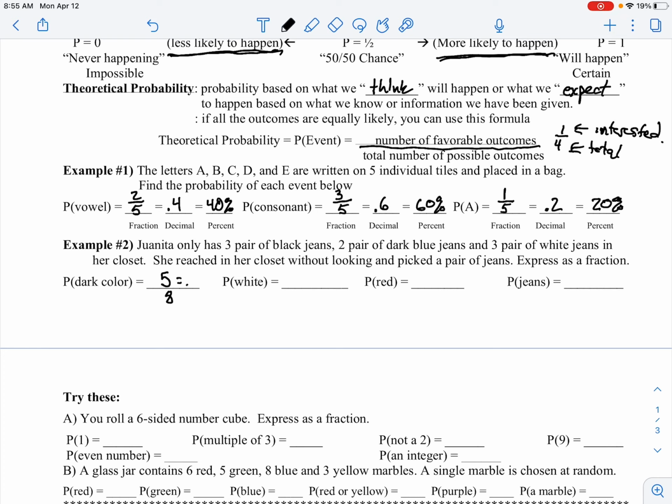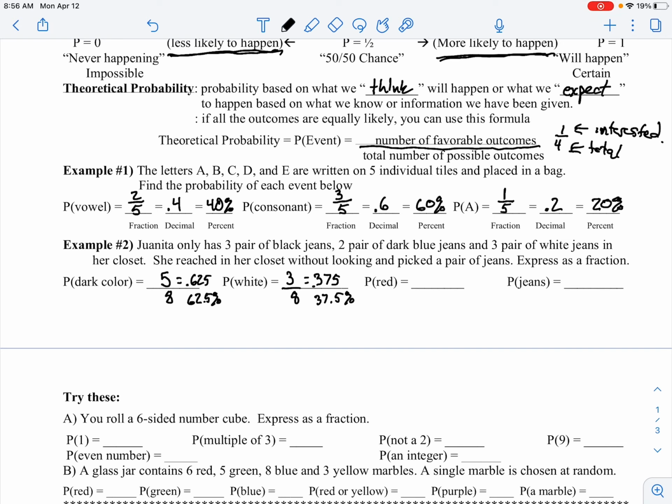which would be 0.625 or 62.5%. What's the probability of drawing white? Well, she has 8 total pairs of jeans, and 3 of them are white. So 3/8 or 0.375 or 37.5%.